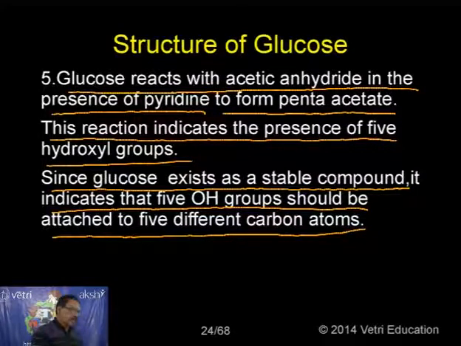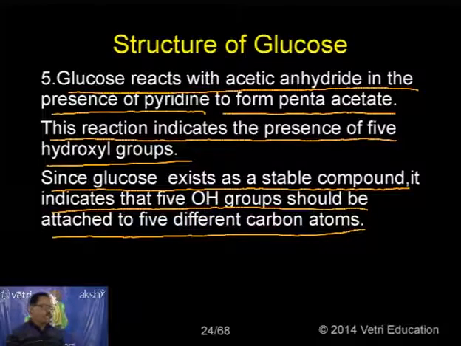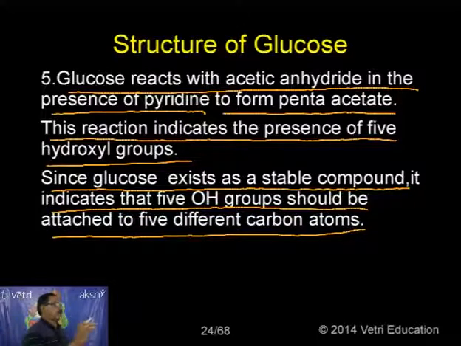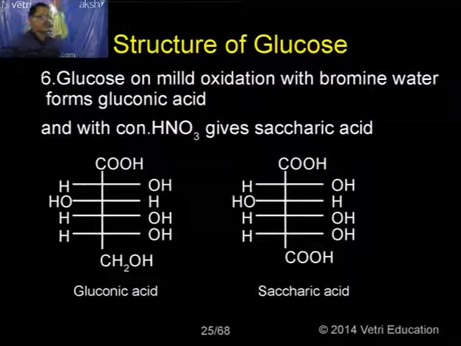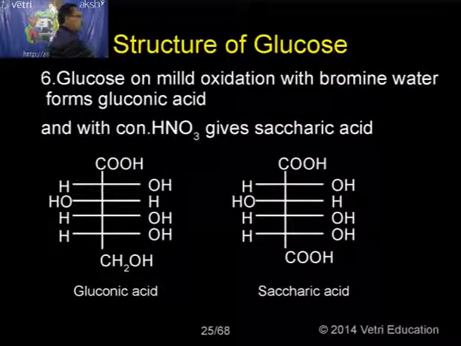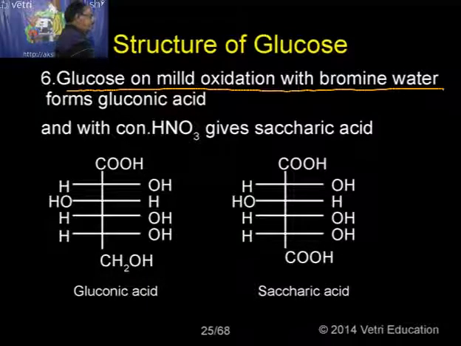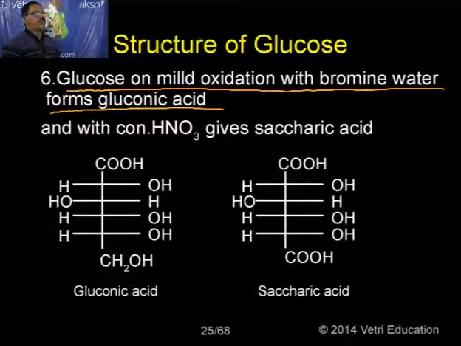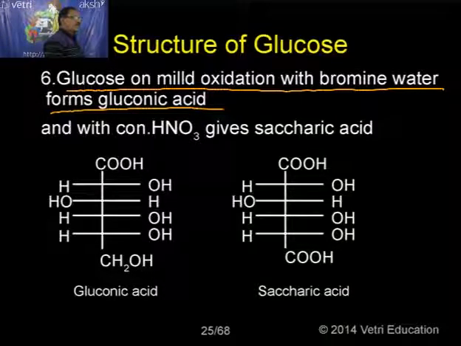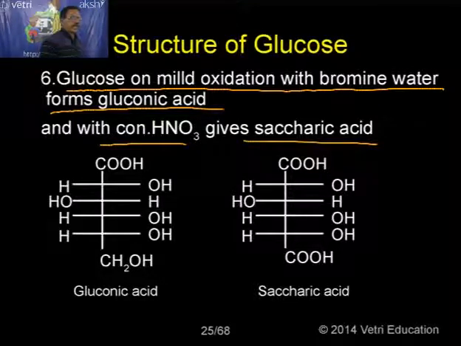Since it is stable, it indicates that the 5 OH groups should be attached to 5 different carbon atoms. This is the most important information regarding structure. The next one, step 6. Glucose on mild oxidation with bromine water forms gluconic acid. Bromine water is a powerful enough oxidizing agent to oxidize glucose to gluconic acid, whereas the same glucose with concentrated nitric acid gives saccharic acid, a dicarboxylic acid.